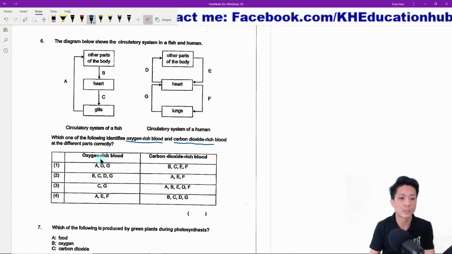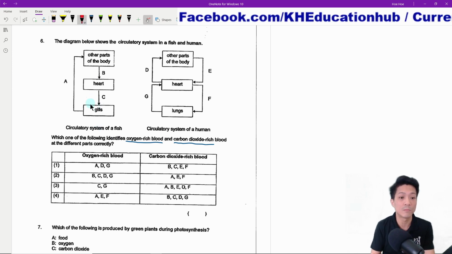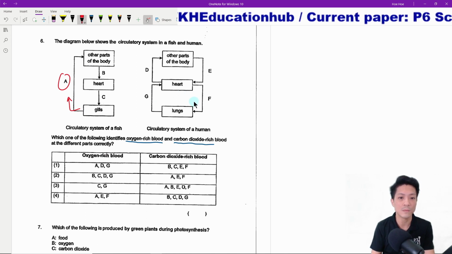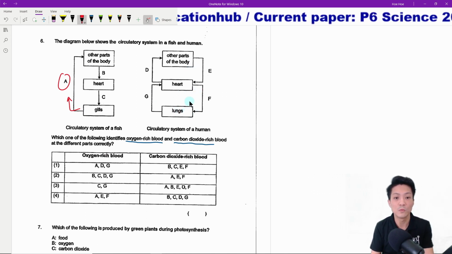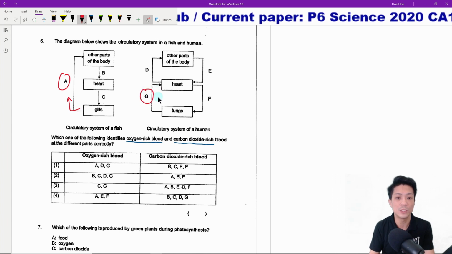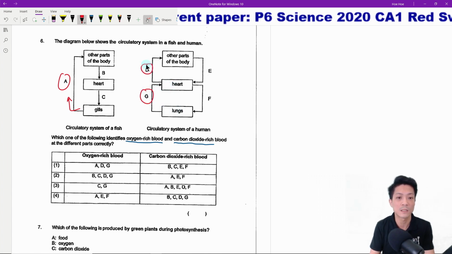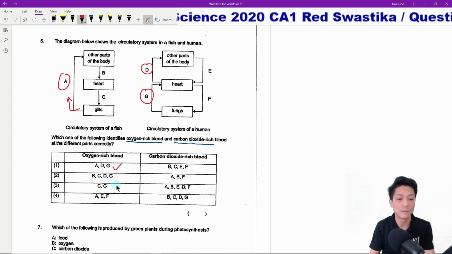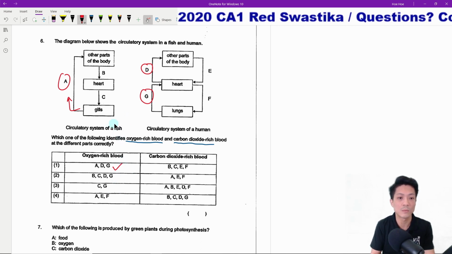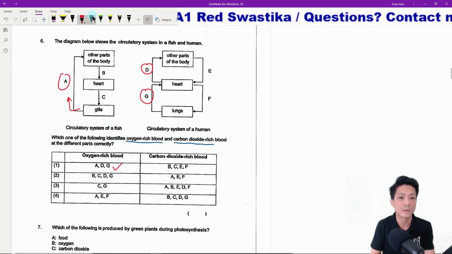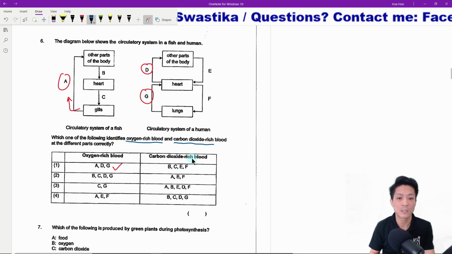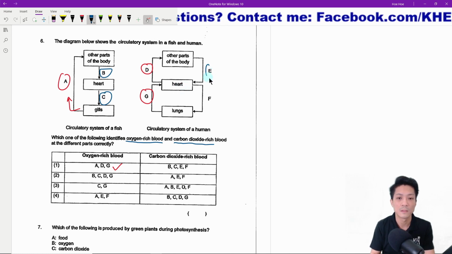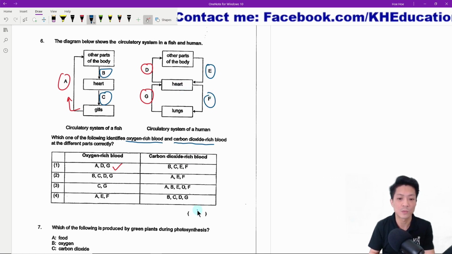Okay, so we're gonna try and identify the oxygen-rich blood first. It's probably this, just come out from the gills. And for the human, it's probably G that just comes out from the lungs towards the heart, and probably D also. Okay, ADG. There seems to be no other option. Okay, so the parts that are carbon dioxide rich will be C, D, E, and F. So option 1 should be the answer.